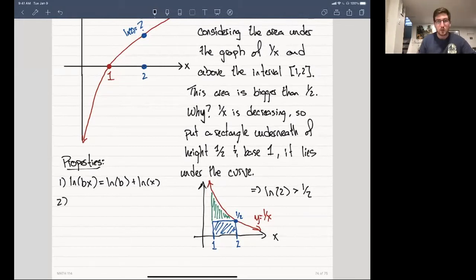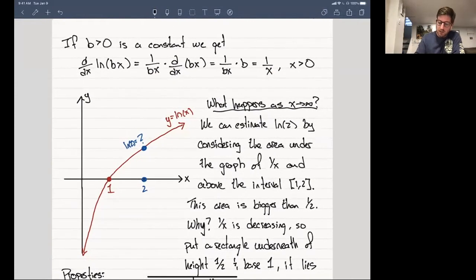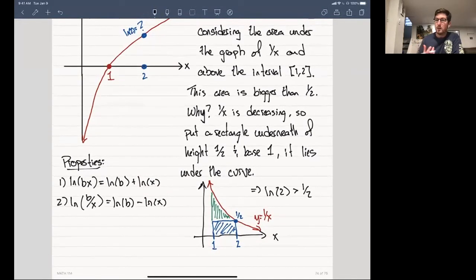Okay, what else do we know? We know that ln of b over x is equal to ln of b minus ln of x. Again, this follows exactly from my derivative calculation up here. You can do it in exactly the same way. You just calculate the derivative of the left side of that equality and the right side of that equality. You know that they differ by a constant, and you can just plug, say, x equal to 1 in there to find what that constant should be. 3. This tells me that when b is equal to 1, this gives me minus ln of x.